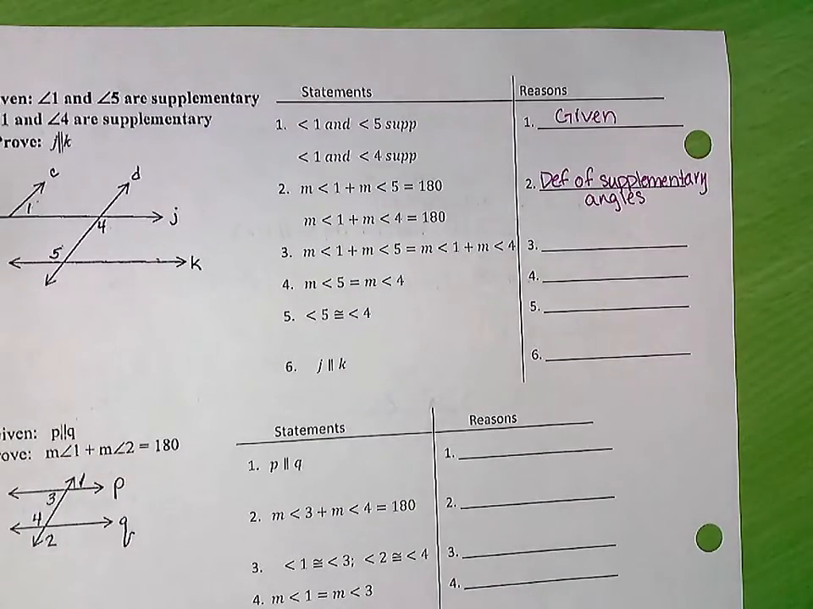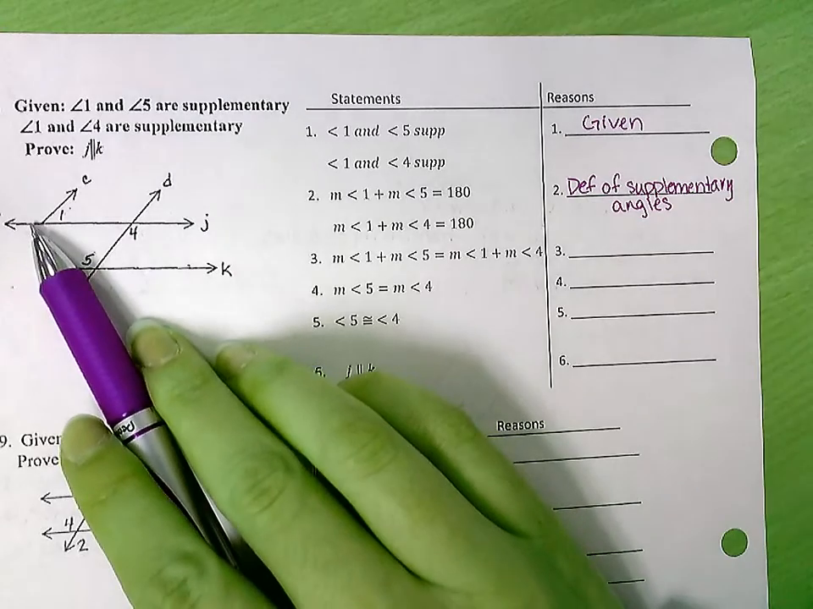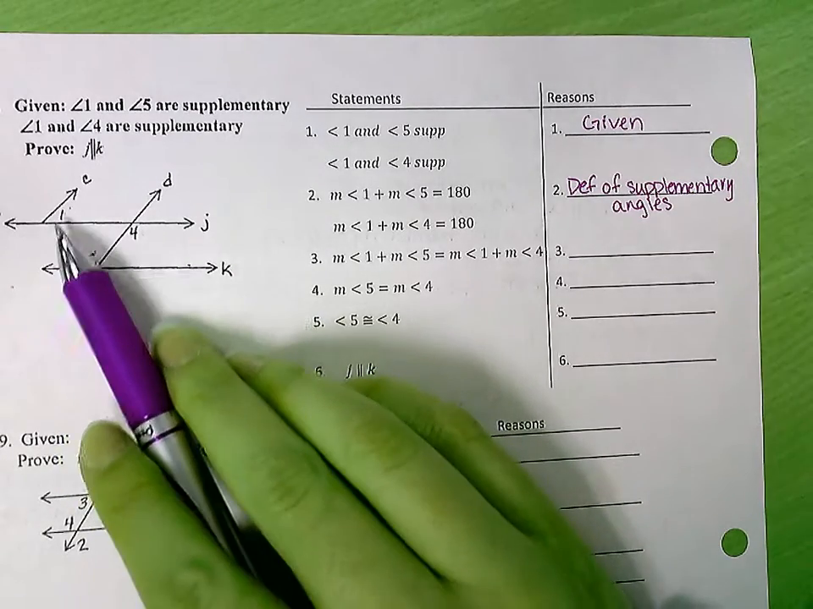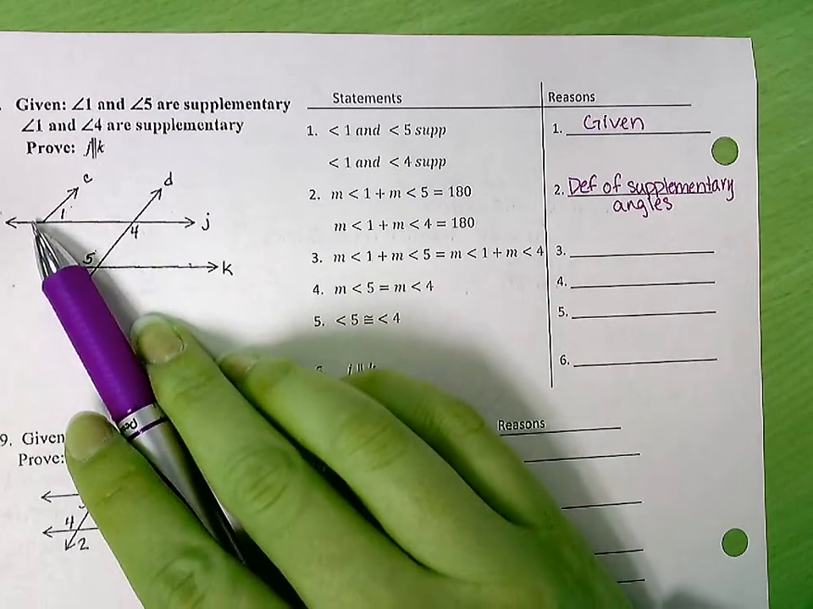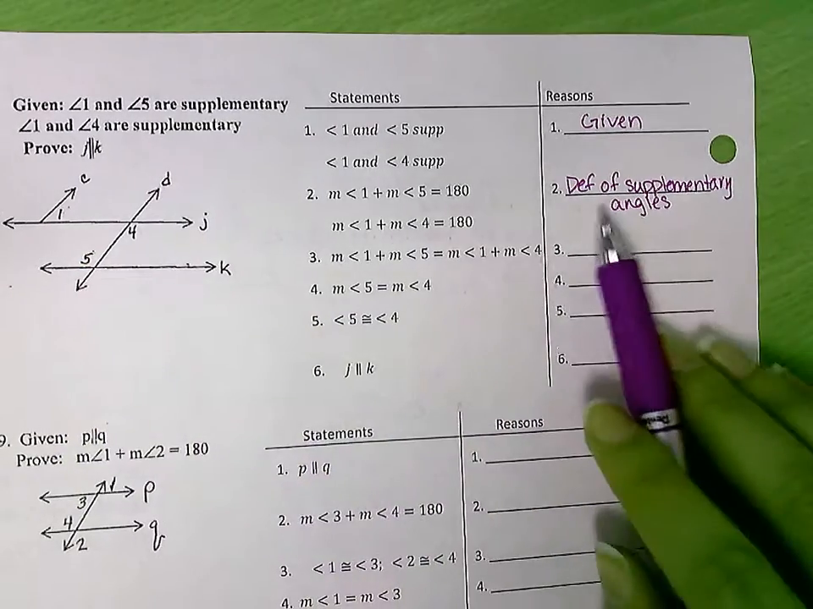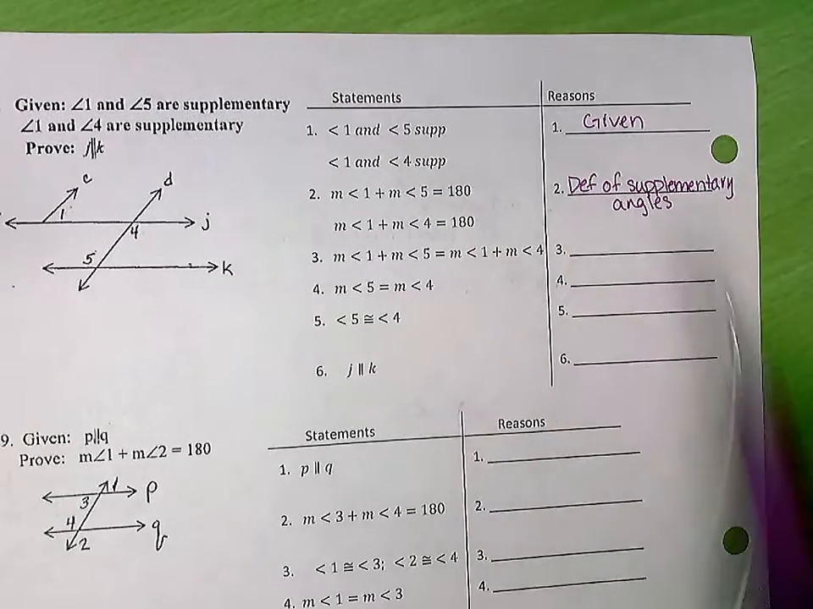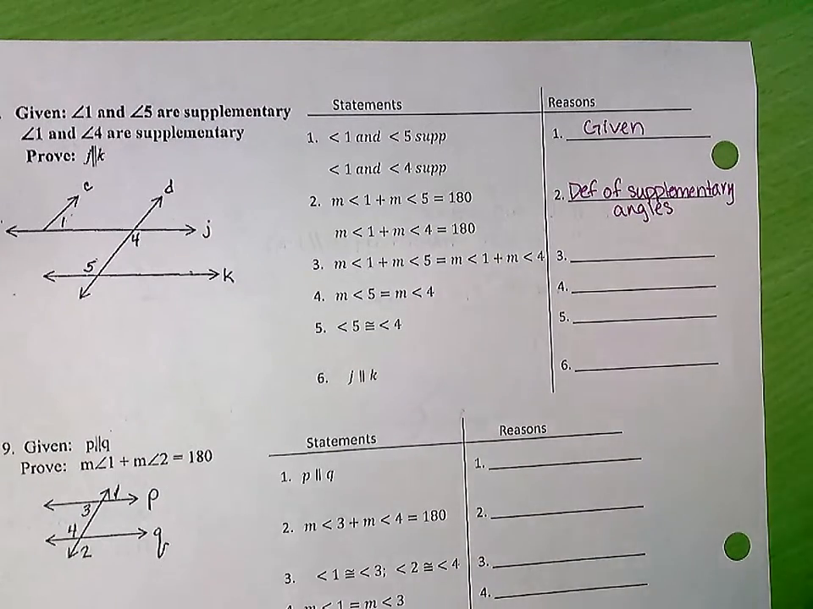It is not supplement theorem. For the supplement theorem, you'd have to have a linear pair, meaning 1 and 4 would have to be next to each other and create a line. They do not. Since those are supplementary, I can add them to be 180. That's the definition of supplementary angles.